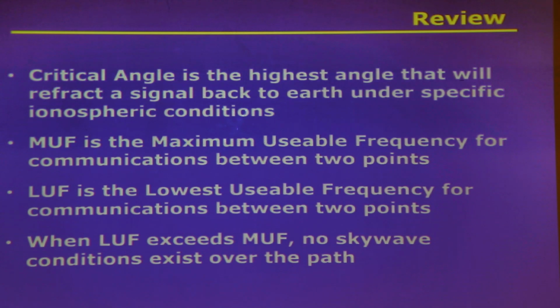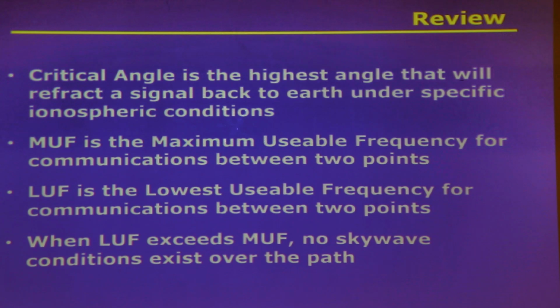What's critical angle? That's the highest angle of radiation that you can have that will still bounce off or refract off the ionosphere. Any higher than that angle is going to go straight through, just like it was UHF or VHF. And that depends on the time of day, frequency, season of the year, and a lot of other stuff. So it's variable. It may not be the same every day.